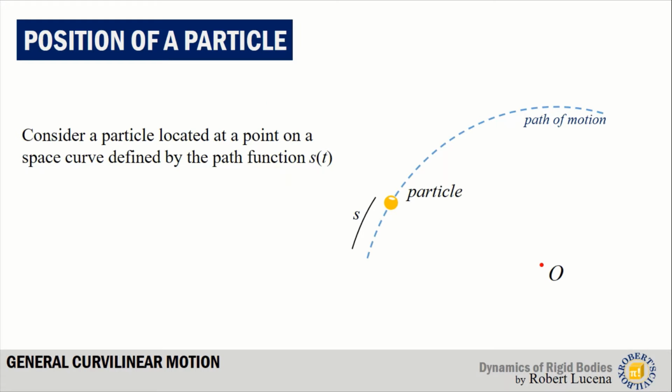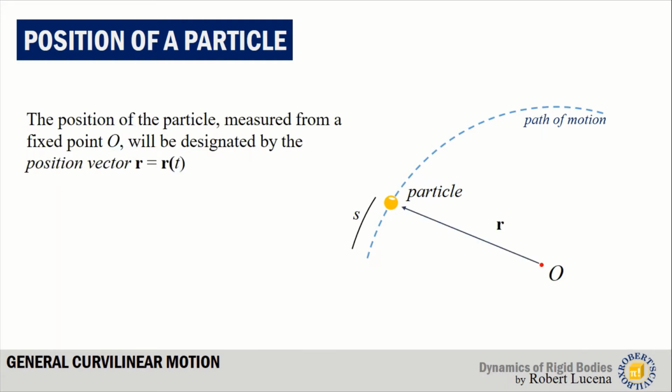So let's have here a figure of a particle with a reference point O, and the particle is located at a point on a space curve, and the motion of the particle is defined by its path of motion as shown in the figure. Now, the position of the particle is represented by vector r. So we have to represent the vector as boldface R.